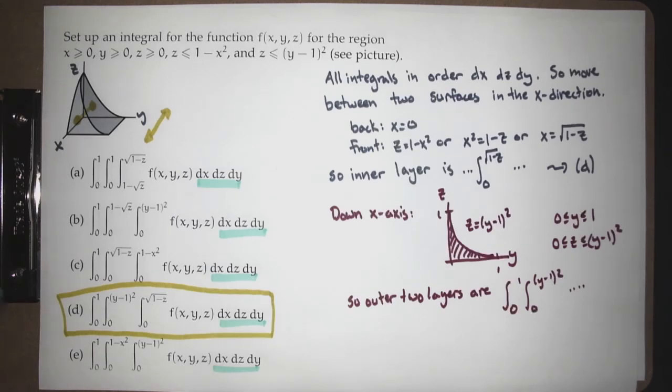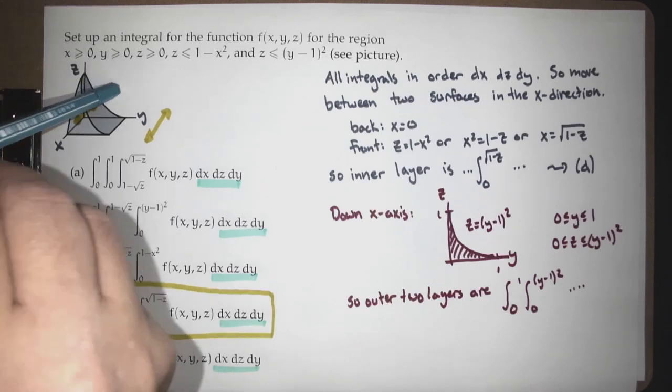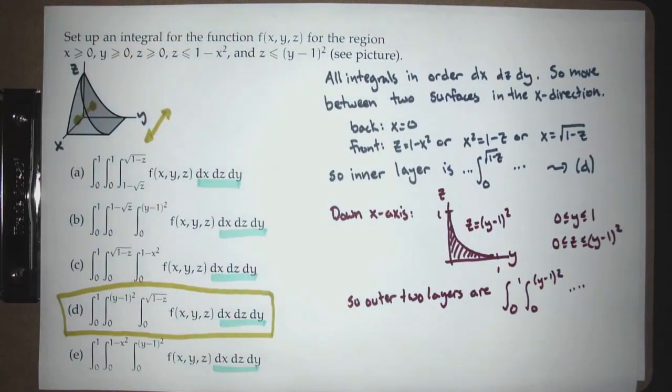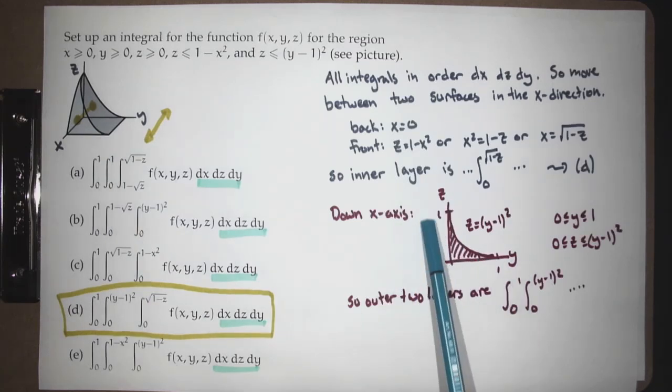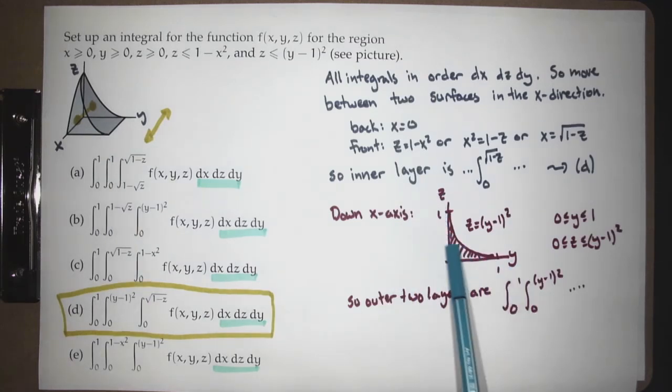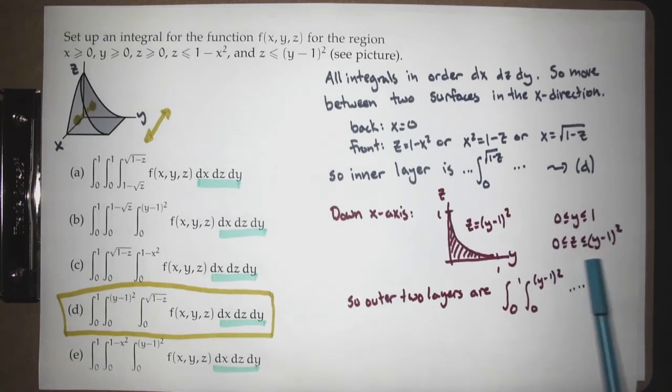If you then take the x-axis, grab it, and pivot to the point where you're looking down the x-axis, you'll see this piece of a parabola in the yz plane. You see that curve z equals 1 minus y squared. And that says that this part gives us our 2 outer layers. Since it's the order dy dz, y goes from 0 to 1. z goes from 0 to (y minus 1) squared. All right. So there you go.